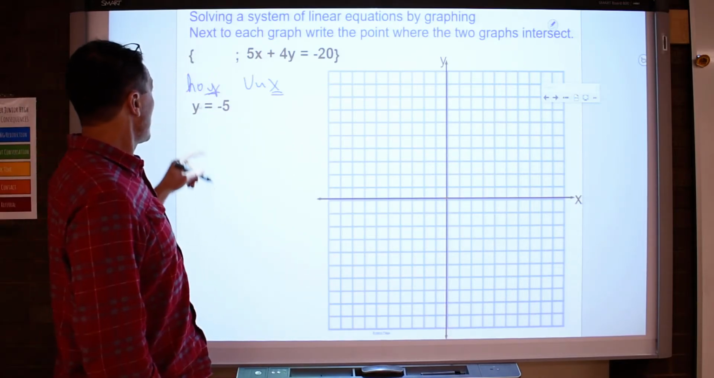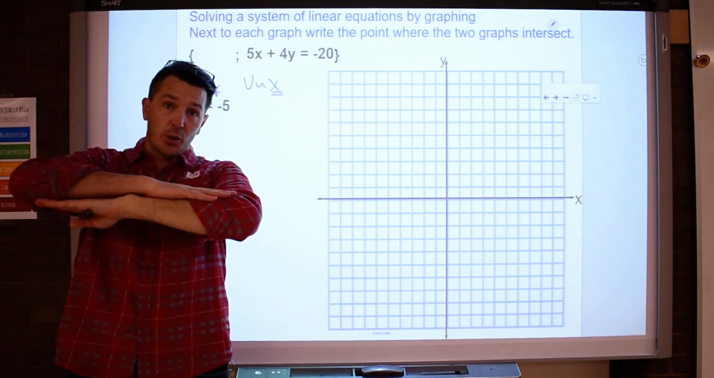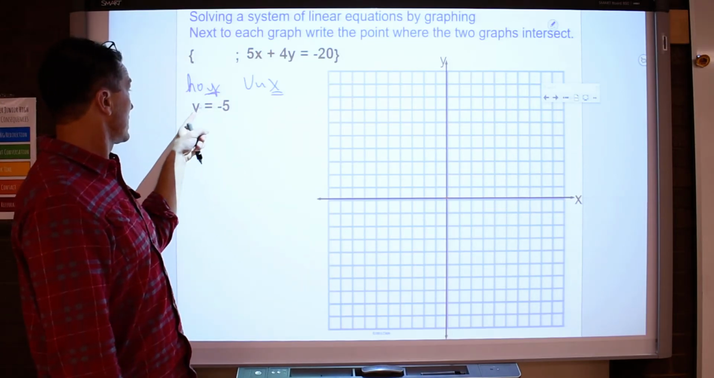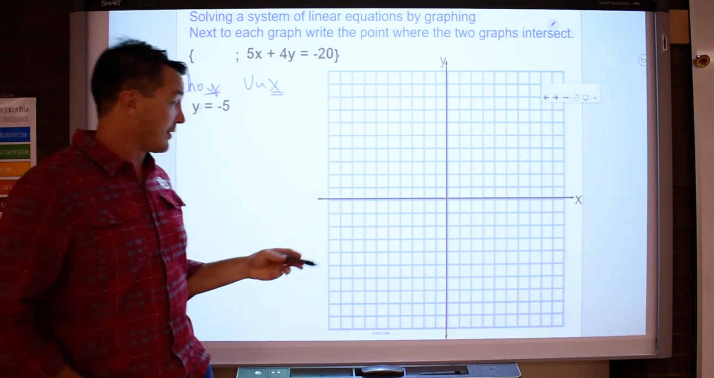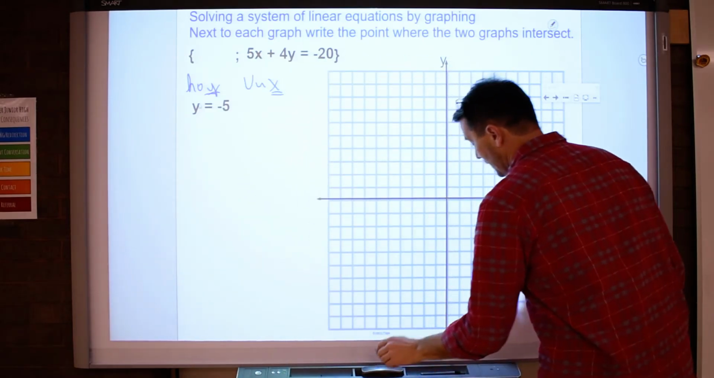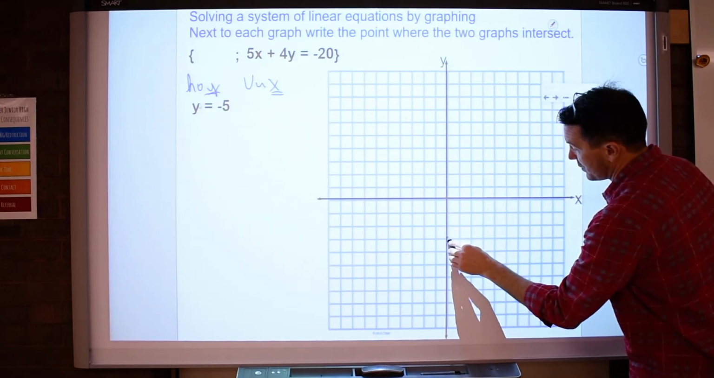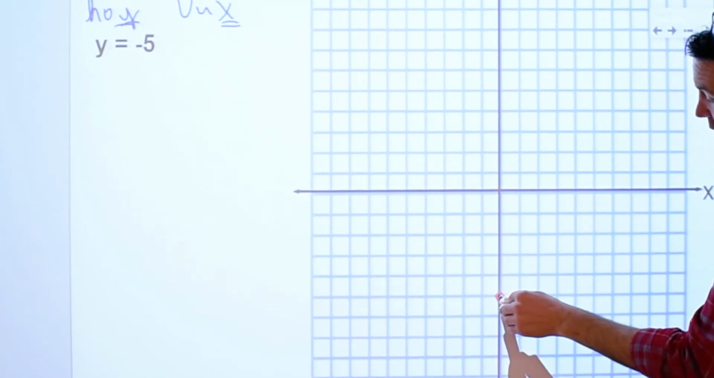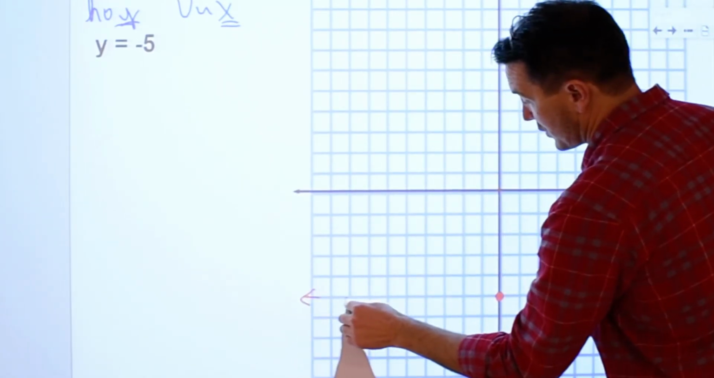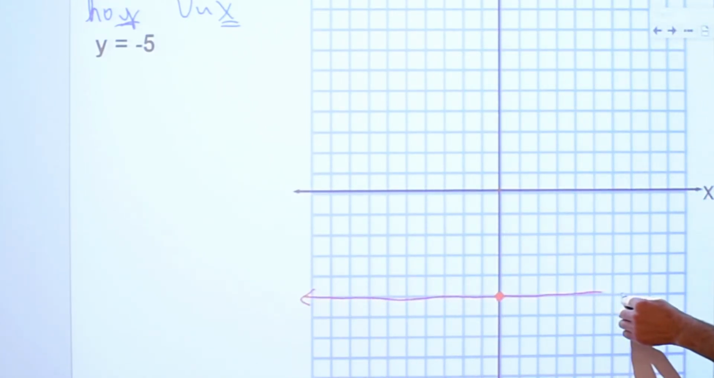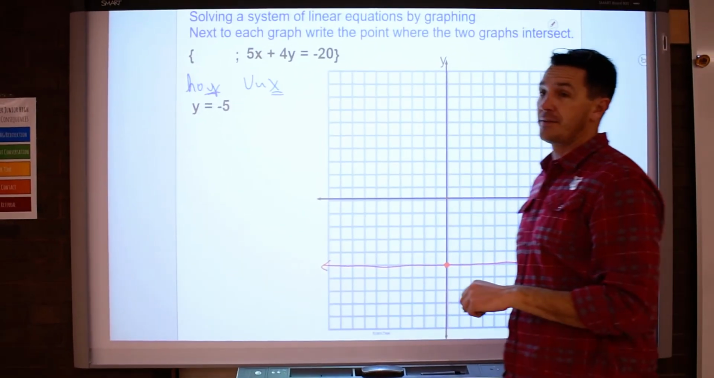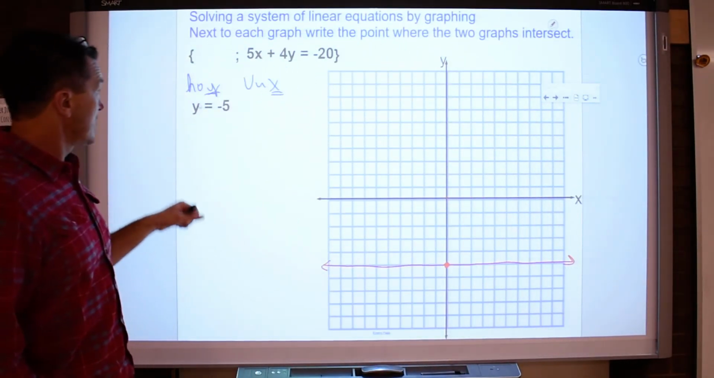So hoy means a horizontal, zero slope line that starts on the y-axis. It starts on the y at -5. And so we go to -5, and 1, 2, 3, 4, 5. -5 is my y-intercept, and it's going to be a zero slope, so it's going to go straight across as y equals -5.